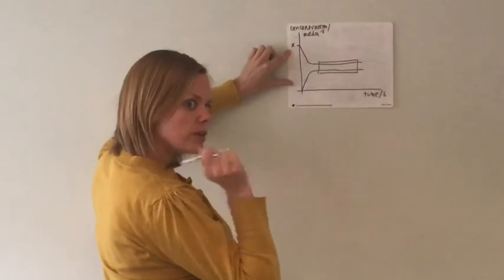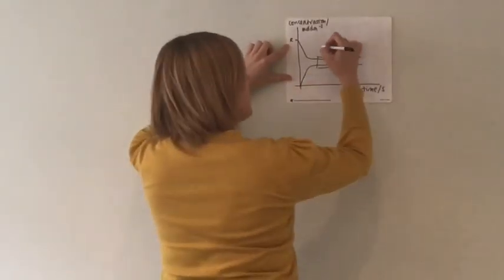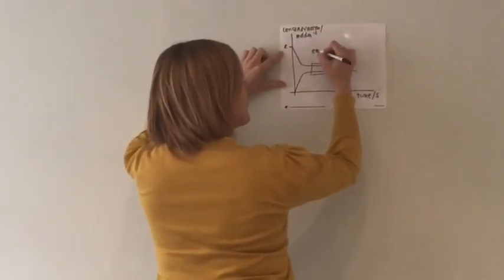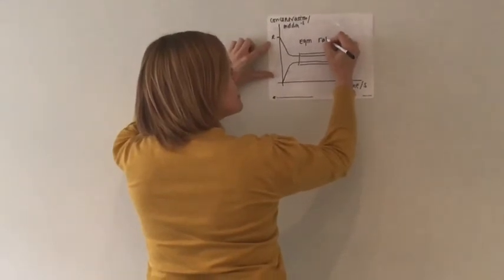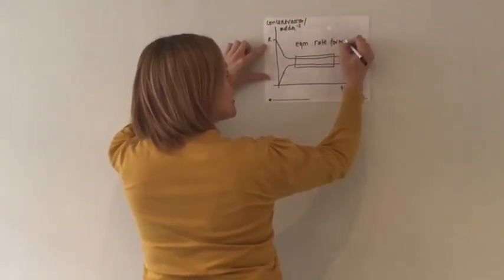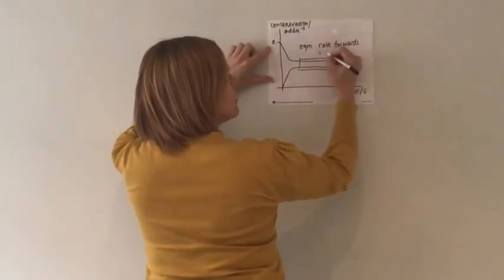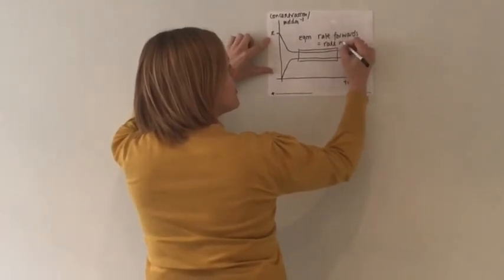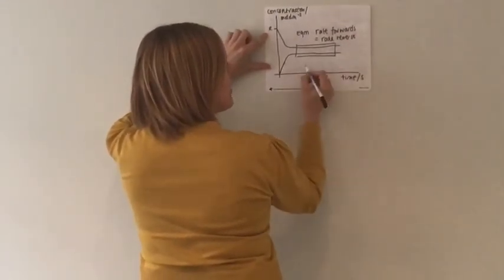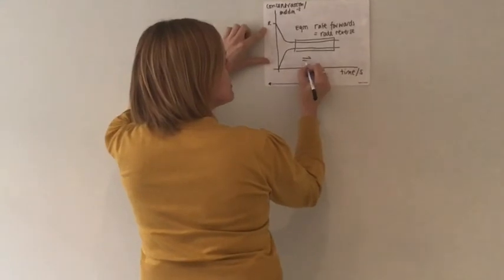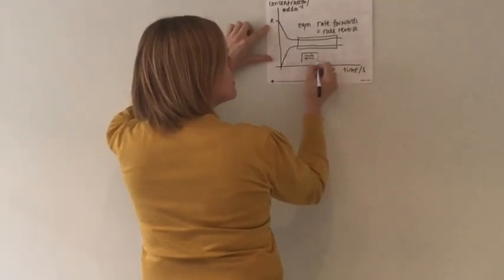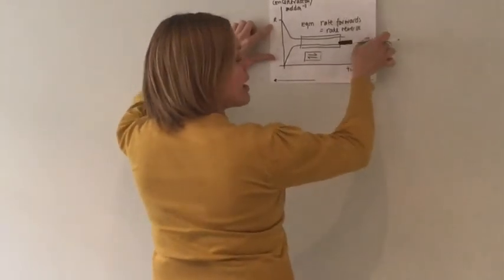Forward, reverse, forward, reverse, forward, reverse. But at this part here, we've reached equilibrium because the rate of the forwards reaction is equal to the rate of the reverse reaction. And at that point, we would give it this symbol, which means a system at equilibrium.